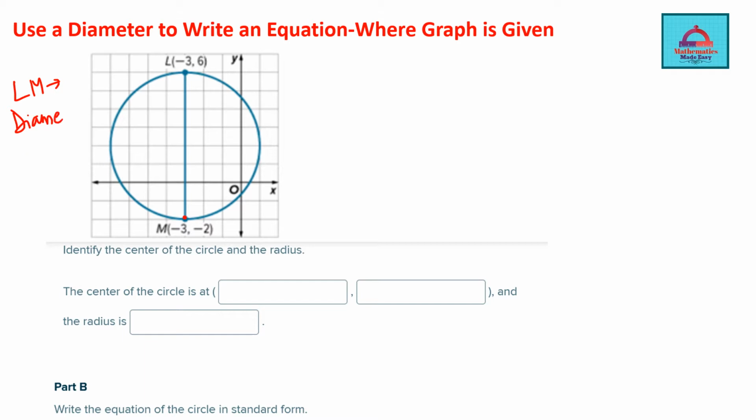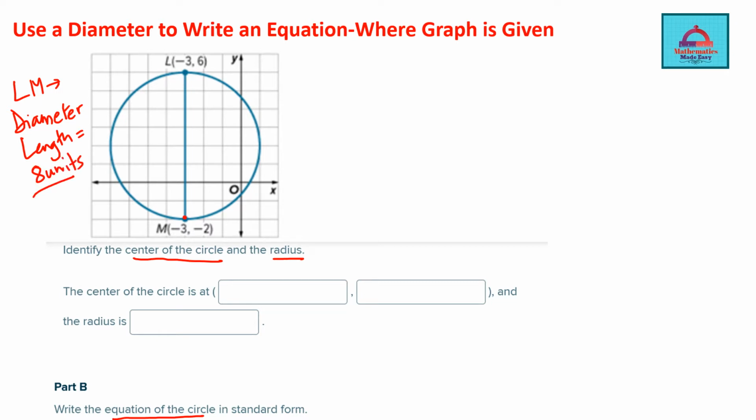So let's see, if you are given the diameter coordinates, how you can find the center of the circle, how you can find the radius, and then finally, last step, you can write the equation of the circle in the standard form. Because this is 1 point L, this is 1 point M, from the graph also you can count the length of the diameter. So this is 1, 2, 3, 4, 5, 6, 7 and 8. So the diameter has a length of 8 units, and I've just used the graph. I've counted the squares to get this.